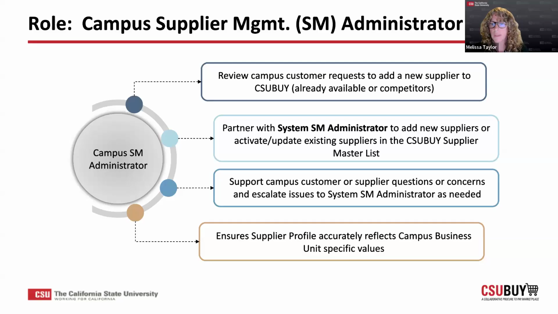in the master list. The campus team will also participate in supporting the campus users and also any basic supplier questions that might come through the pipeline, depending on the situation, and if needed, would escalate any of those questions to the system-wide supplier management team to help support the users. And then they're also going to help as part of the review process to ensure that the supplier request is appropriately earmarking which campus business unit is going to use that supplier.